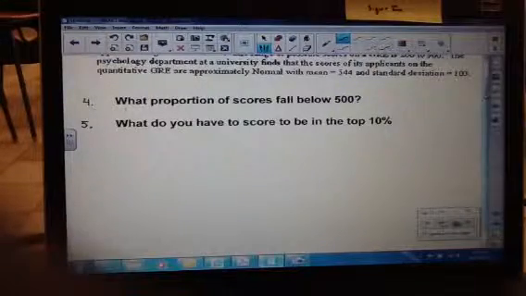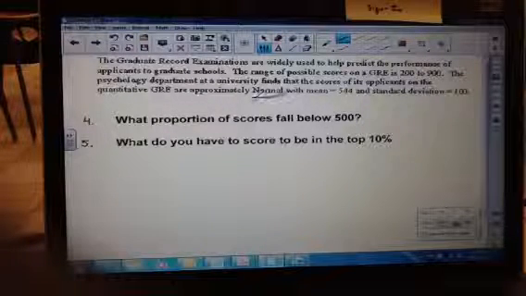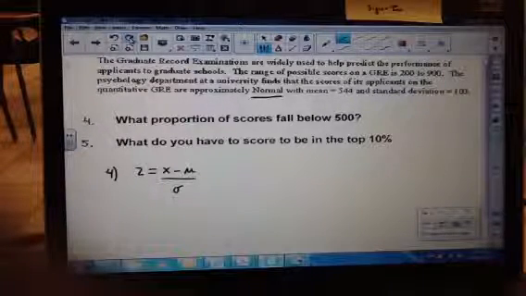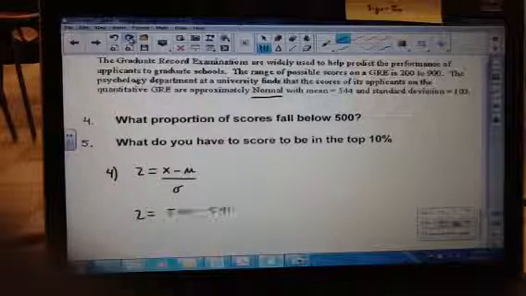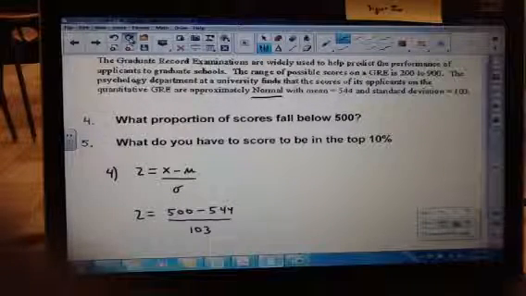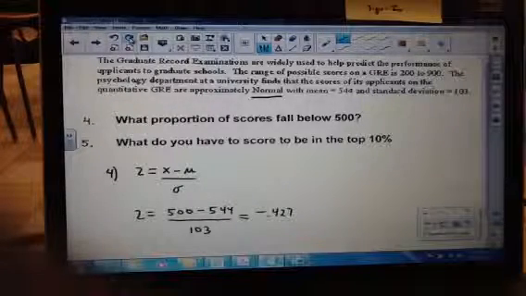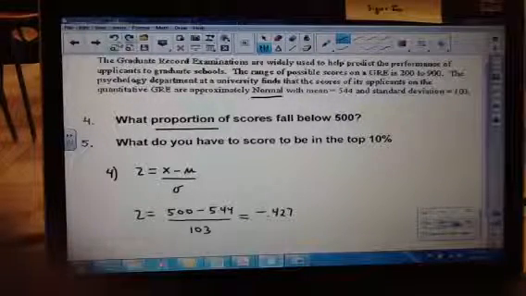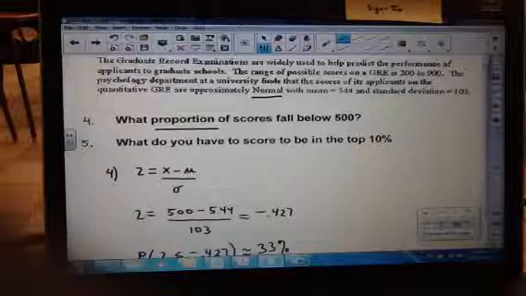Okay, number 4, we see that GRE examinations are normally distributed. So I can use the formula Z equals X minus mu over sigma. So I want to find the Z score, which is negative 0.427. Next, we want to find the proportion of scores that fall below 500, which is about 33%.